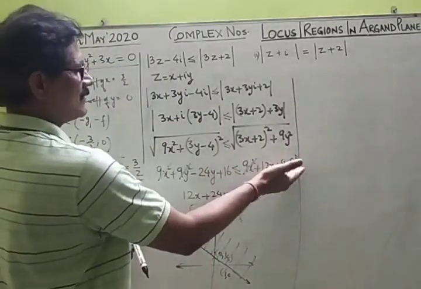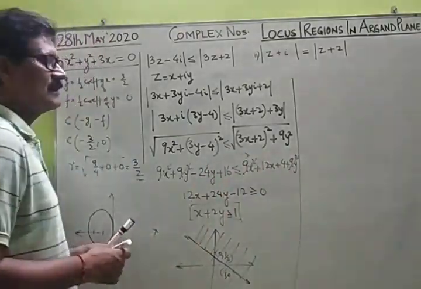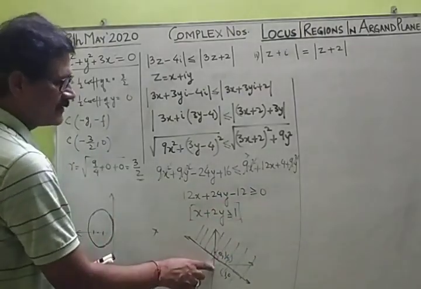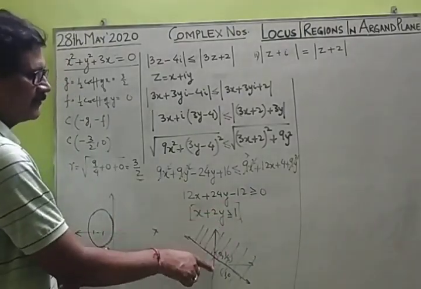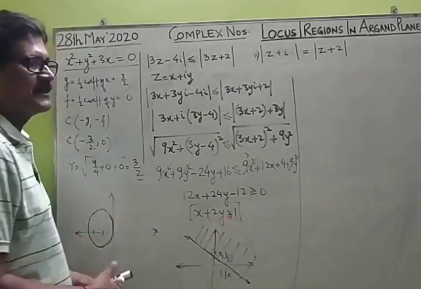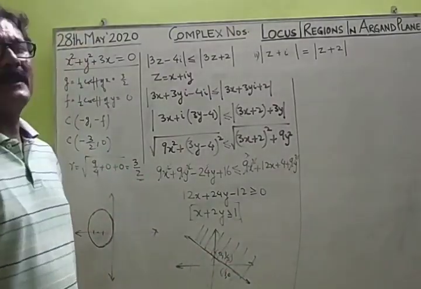Because we have shifted everything on the right side, we have brought everything on the right, so this is greater than 0. So greater than or equal to 1, so all points above. The origin does not satisfy this equation now, because when I put the value of x as 0 and y as 0, it becomes 0 is greater than or equal to 1. No. So this is the region which will be satisfying the equation. So the locus of this point in the Argand plane will be represented by this equation.